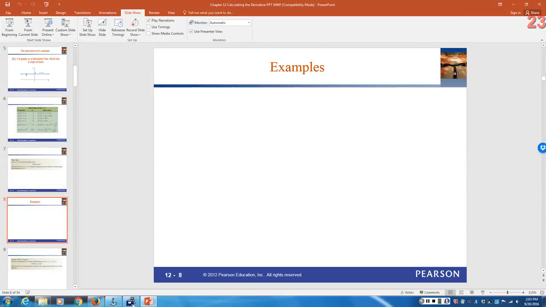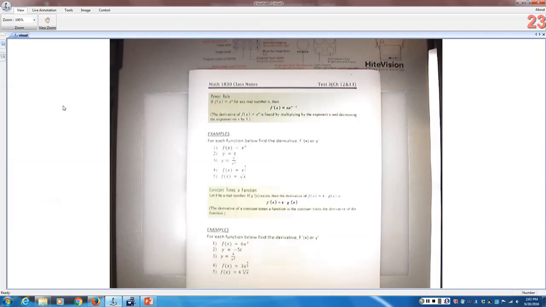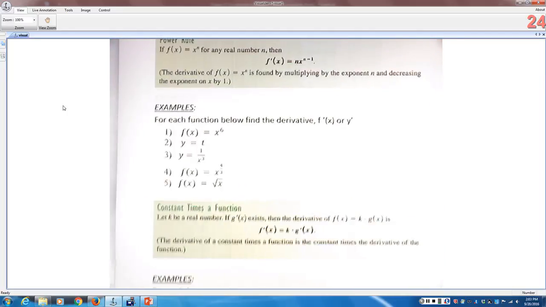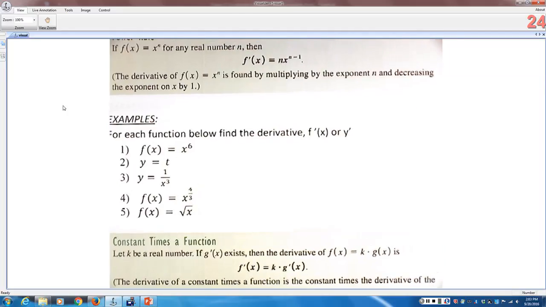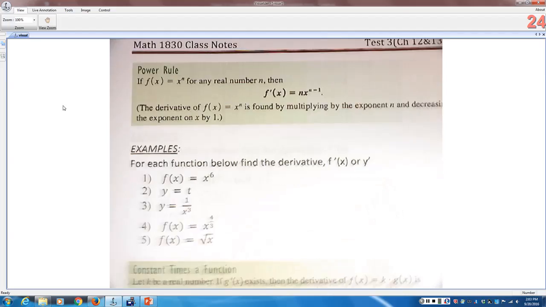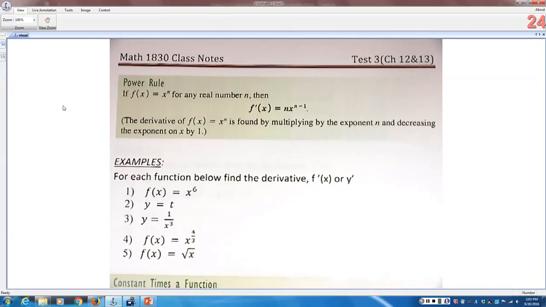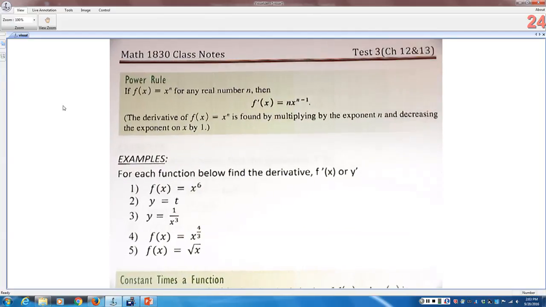So let me switch over here. We'll look at some more of these together. I can move it up maybe. Control it a little better.